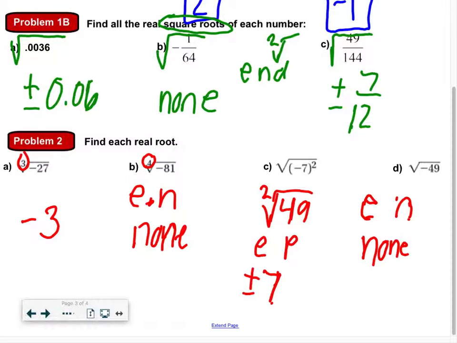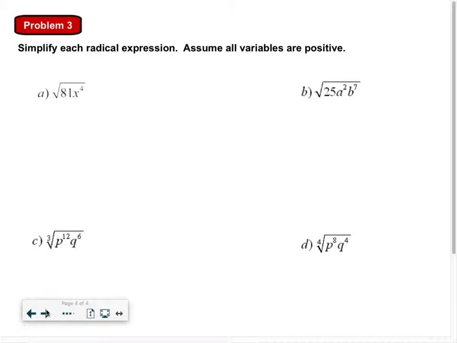Simple. Count them out. Okay, that's questions. What here? Multiply and divide. Oh, there's more. Okay, simplifying radicals. Now we're throwing in variables.